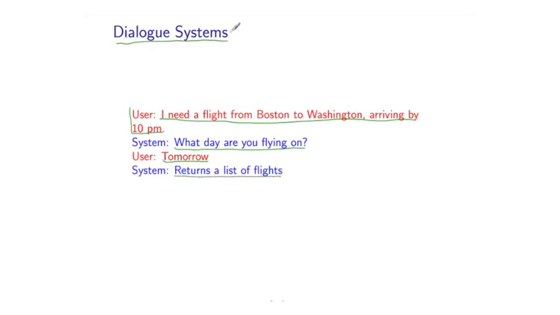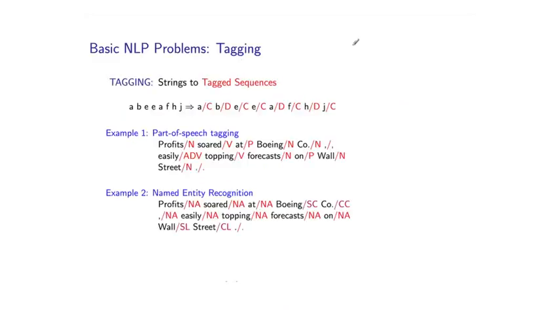So in dialogue systems, the basic problem is to build a system where a user can interact with a computer using natural language. And notice that this type of system involves both a natural language understanding component, so we have to understand what the user is saying, and there's also, importantly, a natural language generation component in that we're going to have to generate text in some cases. For example, clarification questions, as we've shown here.